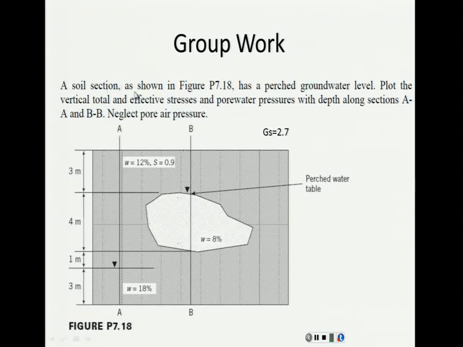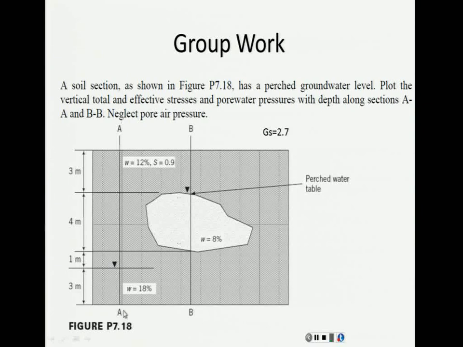A soil section as shown in the figure has a perched water, a groundwater level. This is what is called perched. This is a pocket of water, but it's not only water, it's water with sand. It's a submerged pocket of sand. Plot the total and effective stress and pore water pressure with depth along the sections AA and BB. So you have one section here and one section here.